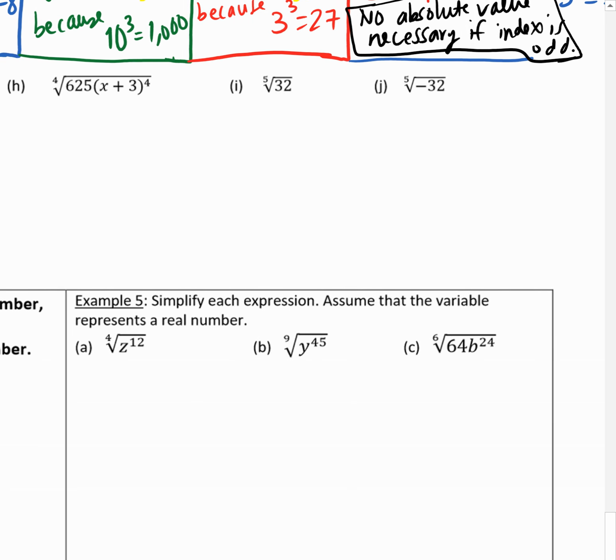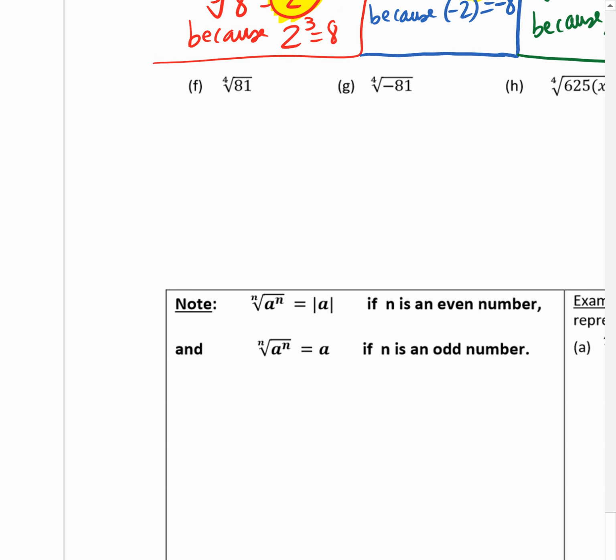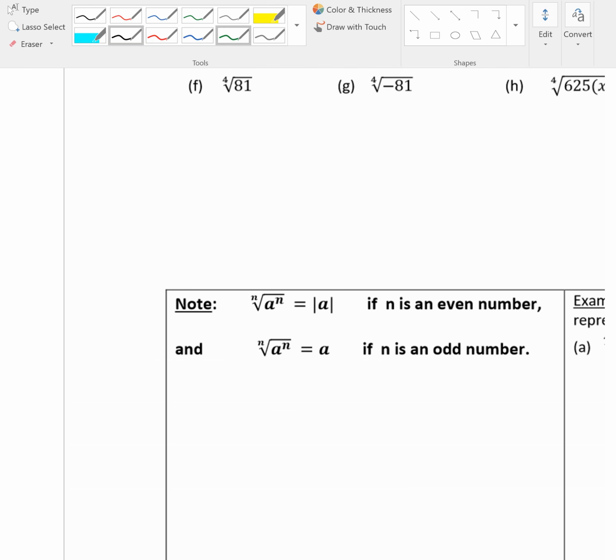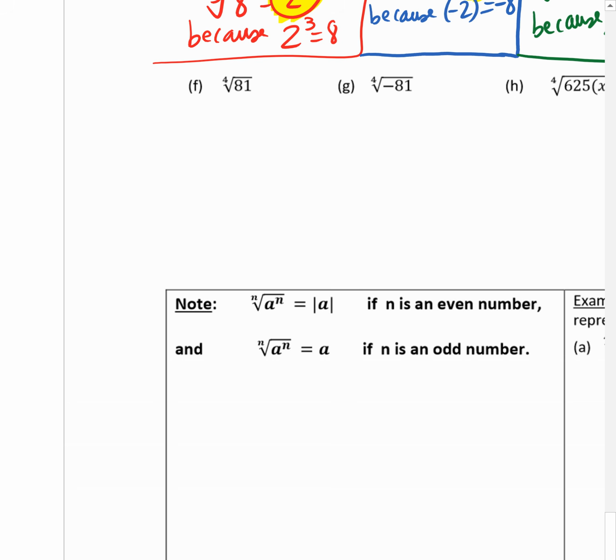Alright, let's try the next one. What do we got? Part F. We've done a bunch of cube roots, now we're talking about fourth roots. But remember, it's all the same idea. You're just thinking, 4, that's the number of times I would have to multiply something by itself to get 81. So this is asking, what to the fourth power is 81?